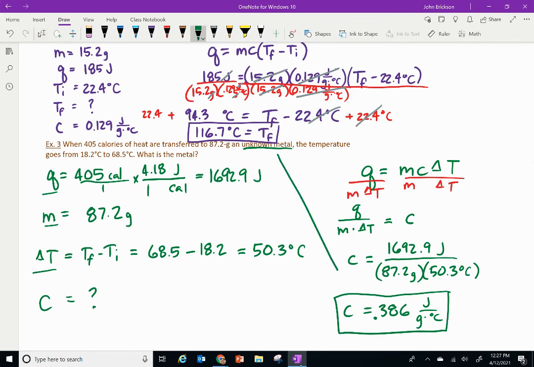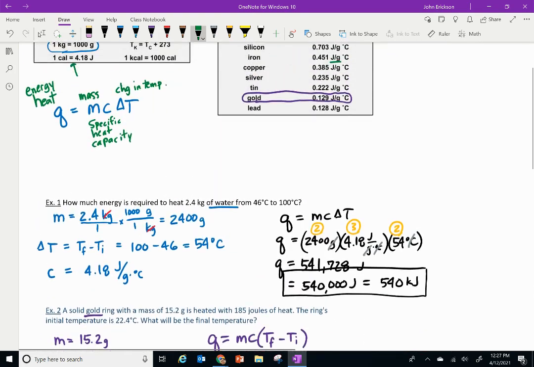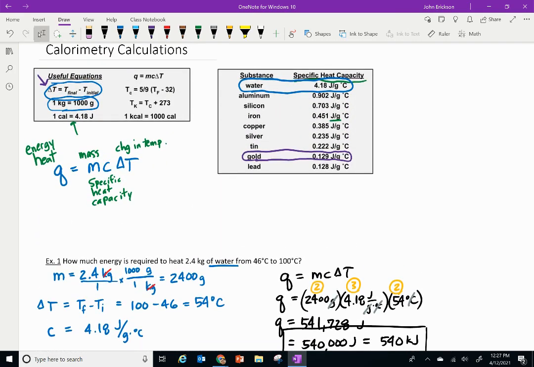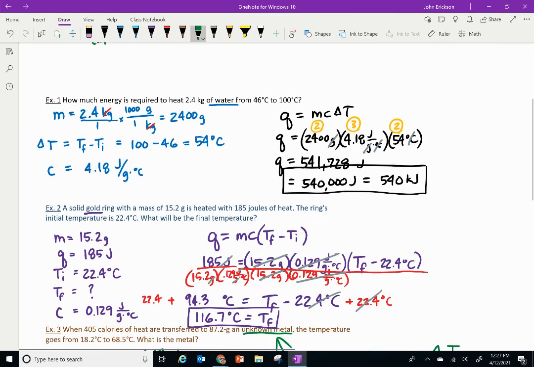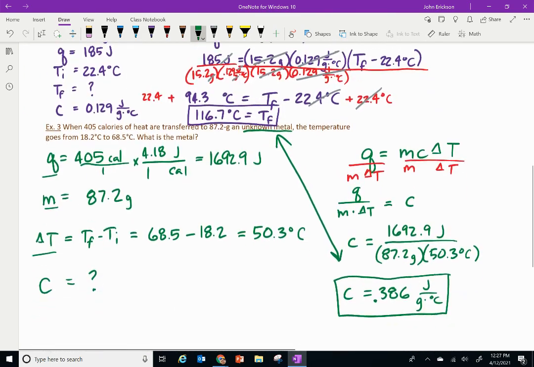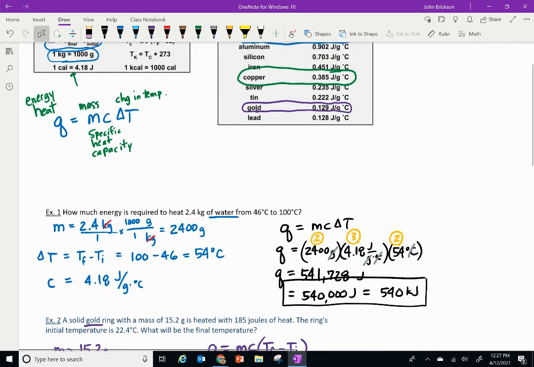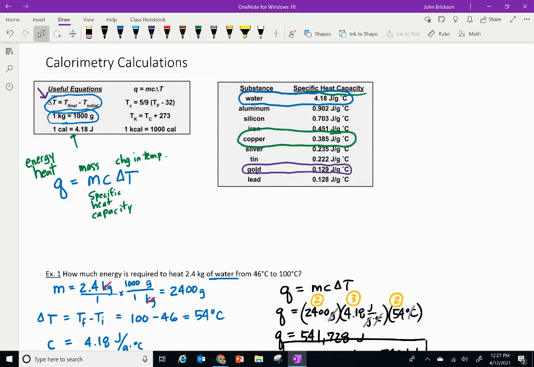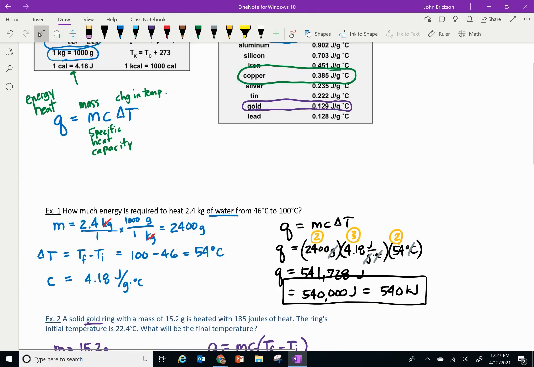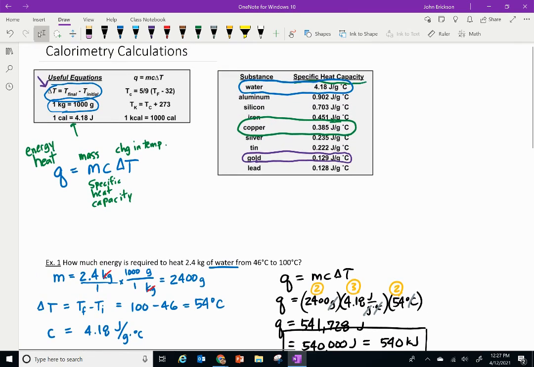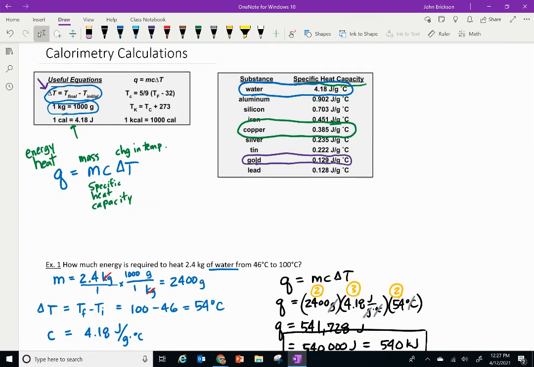And that should let me identify this unknown metal. I go up to the table and find something that has a specific heat capacity close, might not come out exact, but copper's is given as 0.385. That's pretty close to 0.386. Sounds like our unknown metal here was copper based on the specific heat capacity. All right, those are 3 examples of how we can use this new equation, Q equals mc delta T, to solve a variety of calorimetry problems in chemistry. Good luck as you solve your problems.